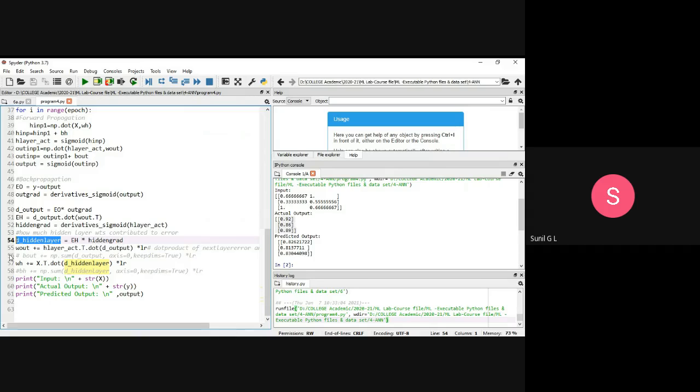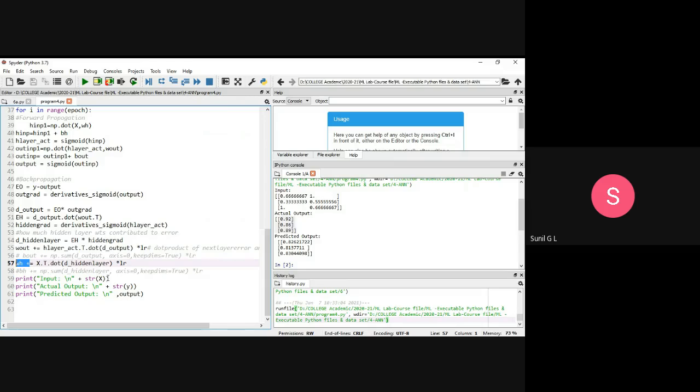Then, when updating the weights, we multiply the transpose of the input with the hidden layer values. Multiplying with the learning rate, we get the updated weights. That updated wh will be multiplied with the input layer. Like that the weights keep updating, and finally we get the actual output.